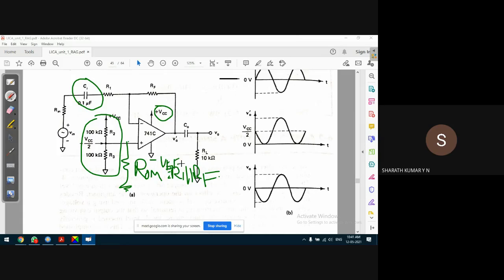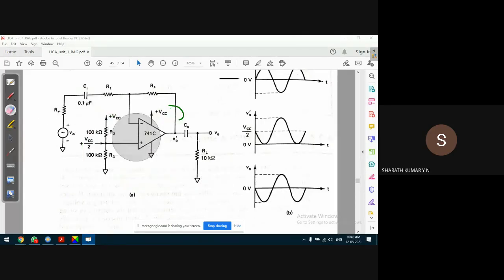We can operate an operational amplifier with a single polarity supply, that is plus VCC, and connecting the negative supply to ground, that is minus VE to ground. In this way we can operate. But the only condition is that the non-inverting input should be supplied with a voltage of VCC by 2. Earlier we had connected it to ground through resistor ROM, but now it has to be supplied with VCC by 2.